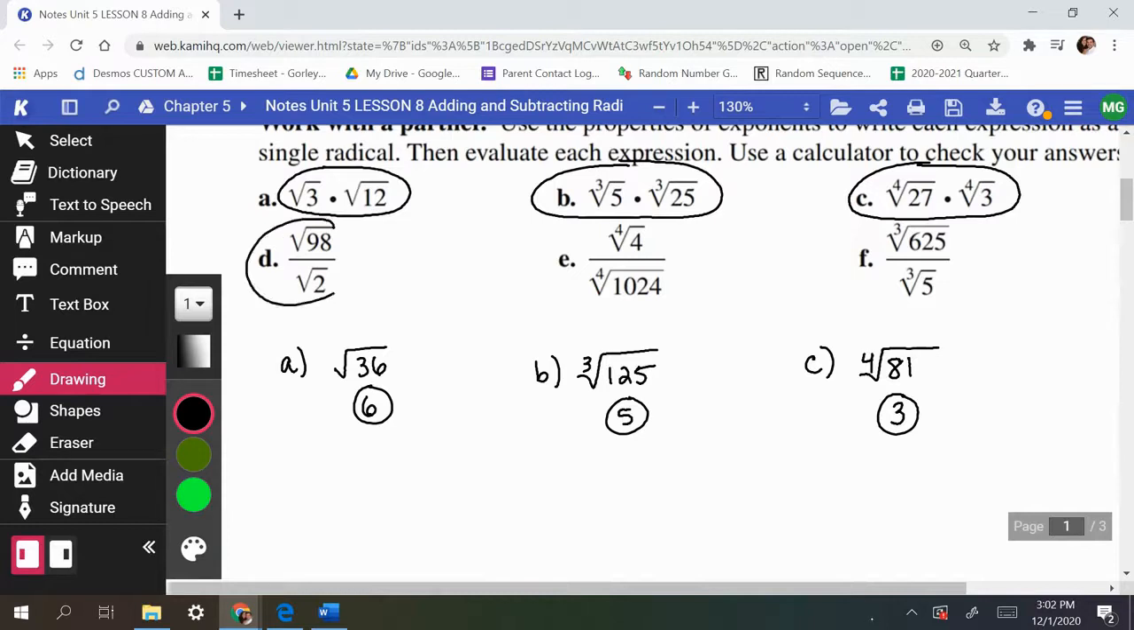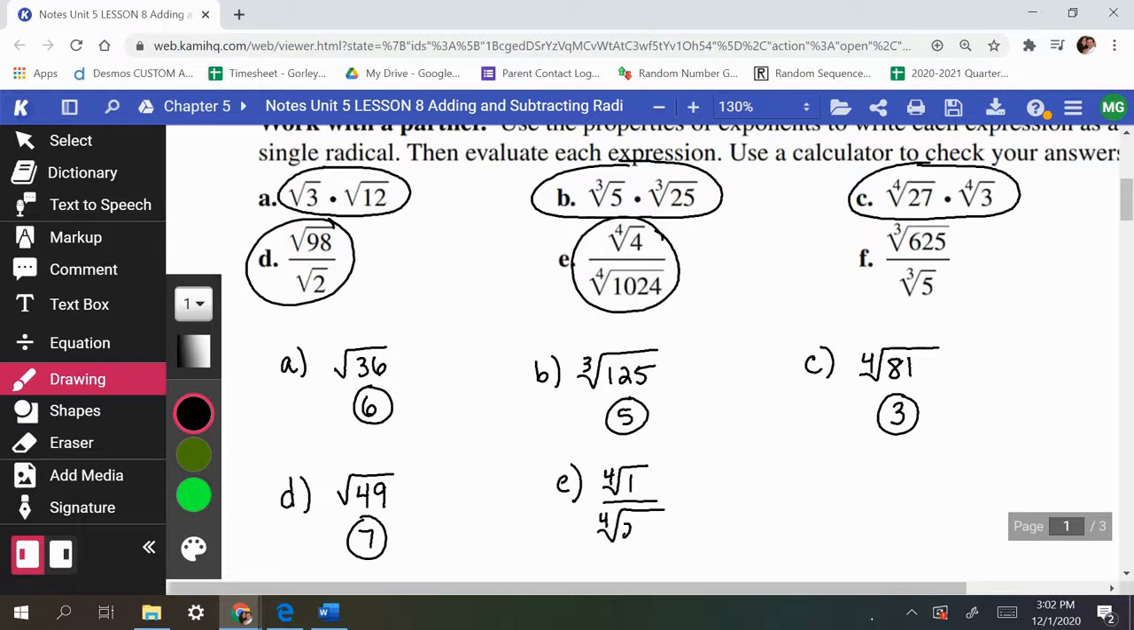Okay, in part D, they're both square roots, so I will divide those. I get the square root of 49. The square root of 49 is going to reduce to 7. In part E, they're both fourth roots. What does 4 over 1,024 reduce to? That's going to reduce to 1 over 256.